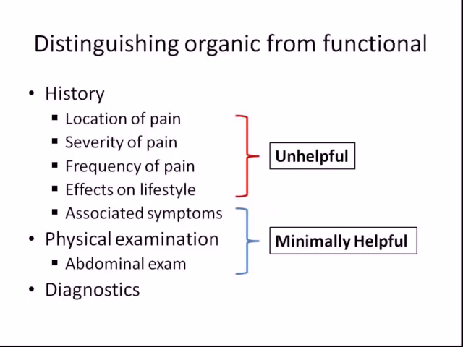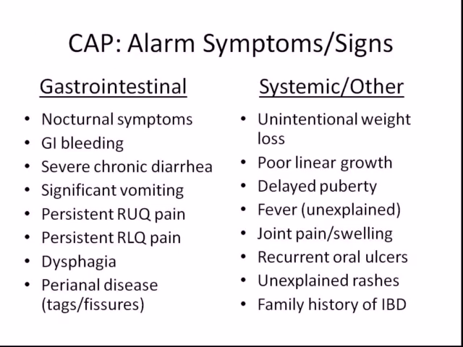So how do we distinguish organic from functional? Because this is of utmost importance. Well, to be honest with you, location of pain, severity of pain, frequency of pain, and effects on lifestyle are pretty much completely unhelpful in this regard. Associated symptoms and your abdominal examination are minimally helpful. So what is helpful? Well, we can start to distinguish organic pain from functional pain by the presence or absence of these alarm signs and symptoms.